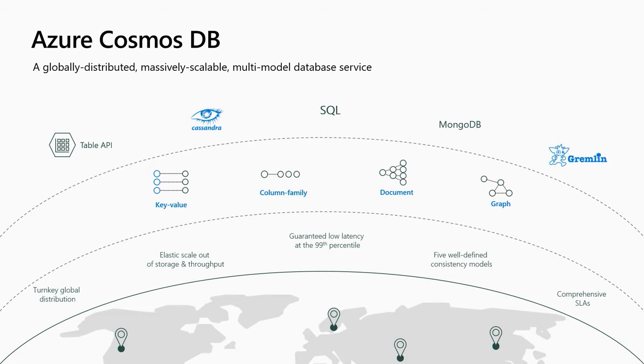It is a NoSQL service, so it supports key value, column family, document, etc. But what is also very interesting is that it supports at a protocol level things like Mongo, Cassandra, Gremlin, etc. So you are able to take your existing Mongo database and move it to Cosmos and then use your existing Mongo clients to talk to the Cosmos database. Everybody with me so far?